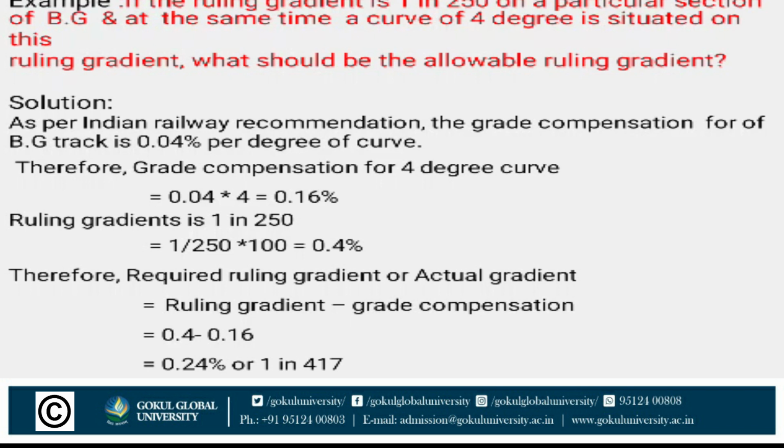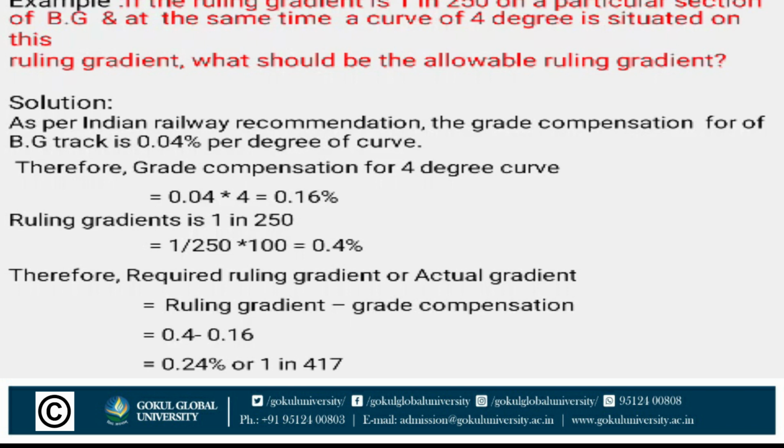Here the compensation of gradient is required because the train passes through the curve. We know that the compensation for the broad gauge is 0.04% per degree of curve. So 0.04% times 4 degrees of curve is equal to 0.16%. Now the ruling gradient is equal to 0.4% because when we convert 1 in 250, it is equal to 0.4%.